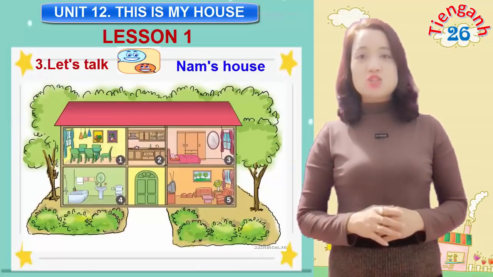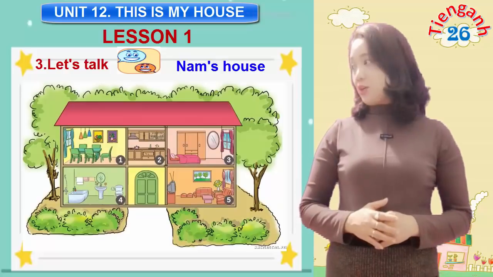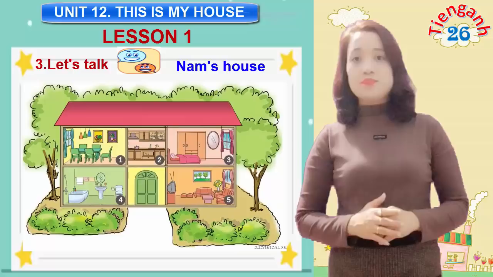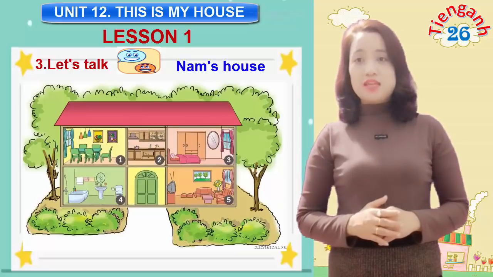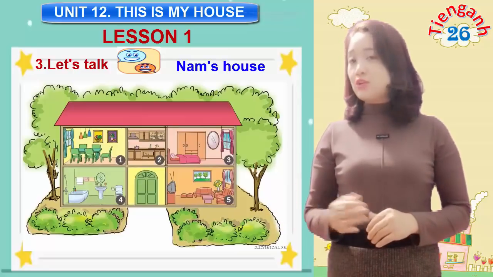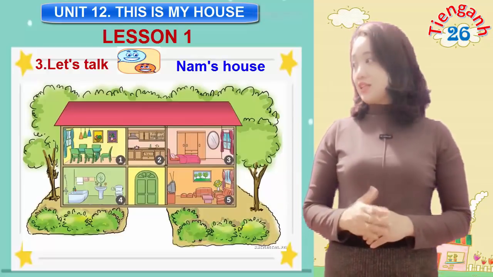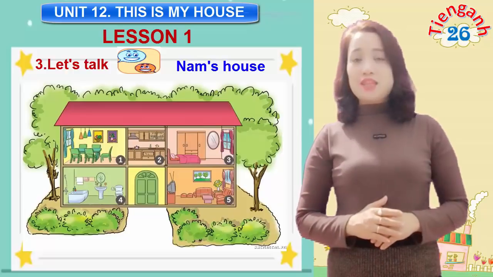Three, let's talk. I have a picture. This is a picture of Nam's house. There are five rooms in his house. The living room, the bedroom, the kitchen, the dining room, and the bathroom.